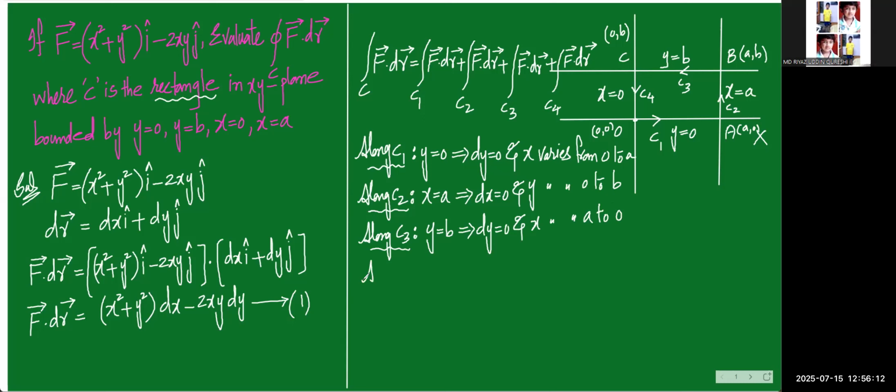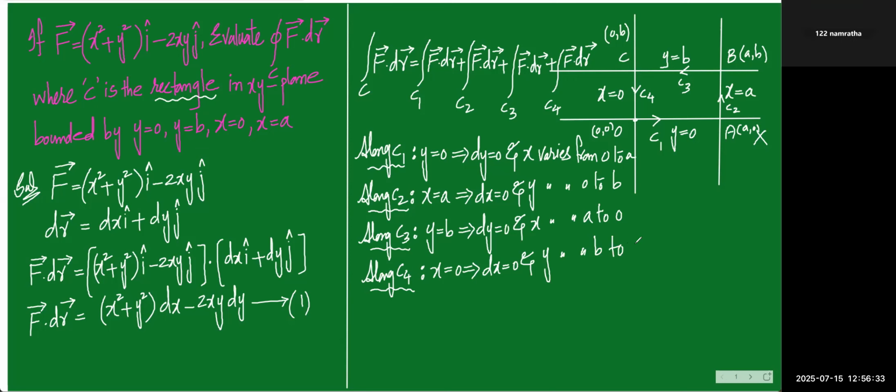Now along C4, which is OC actually, the name of this line is x is equal to 0. The meaning of this is dx is equal to 0, and it lies on the y-axis. y varies from b to 0. Now we have to take these values and substitute.